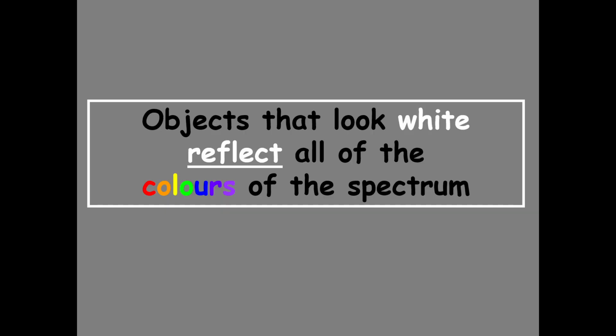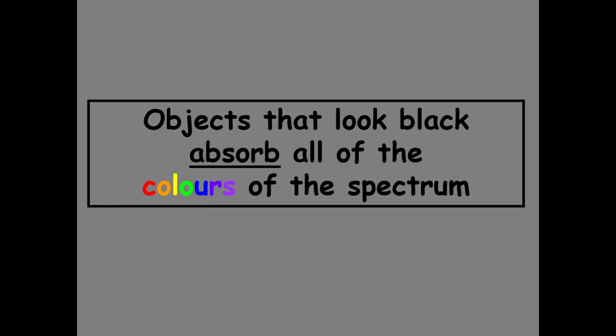If an object looks white, then of course it's reflecting all of the colours of the spectrum, because all of those colours together make white light. Whereas if the object is black, that's because it's not reflecting any light, it's absorbing all the light, and what our eye is seeing is an absence of light. It's not registering anything, so therefore it just looks black.